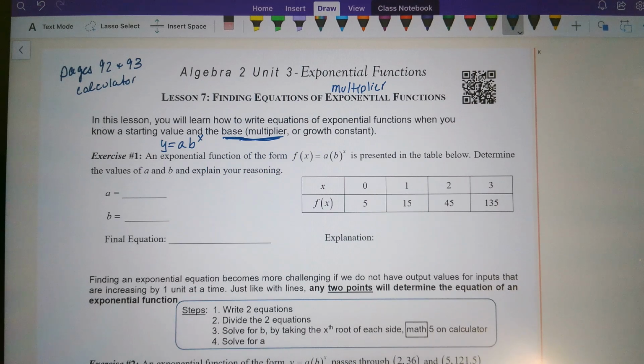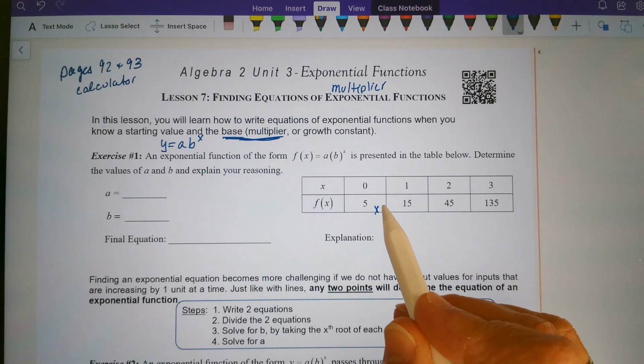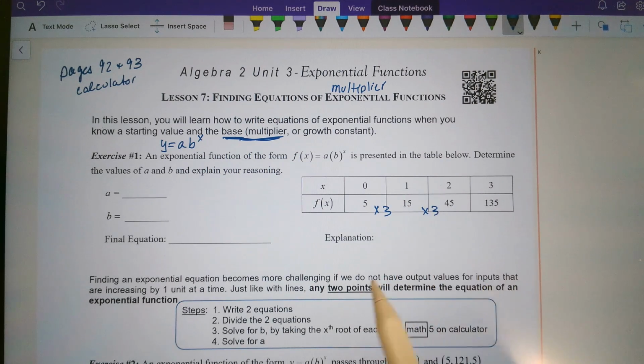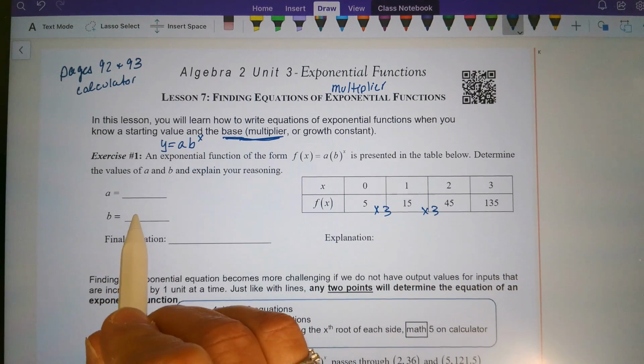Exercise number 1: an exponential function of the form f of x equals a times b to the x is presented in the table below. Determine the values of a and b and explain the reasoning. If we look at this table, as x is increased by 1, what's happening to the outputs? What's happening to the y's? What do you do to 5 to get 15? What do you do to 15 to get 45? You multiply by 3. So the constant multiplier here is 3. So 3 is our base.